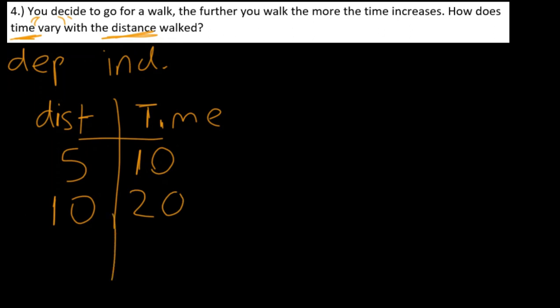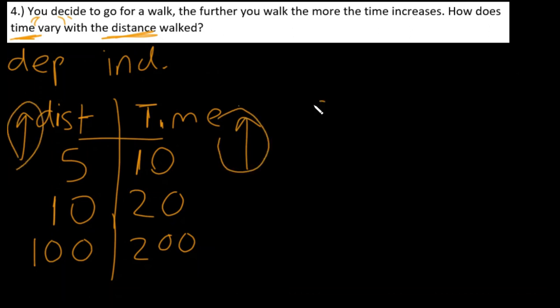Let's say you decide to walk really, really far. Let's say you walk 100 blocks. Well, you're going to walk twice as much time, so let's say that's going to be 200 minutes. And that'd be a very, very long time. That's going to be over 3 hours. Okay, so we see that as our distance increases, our time is also increasing. And so, of course, since they do the same exact thing, we know this will be an example of direct variation.